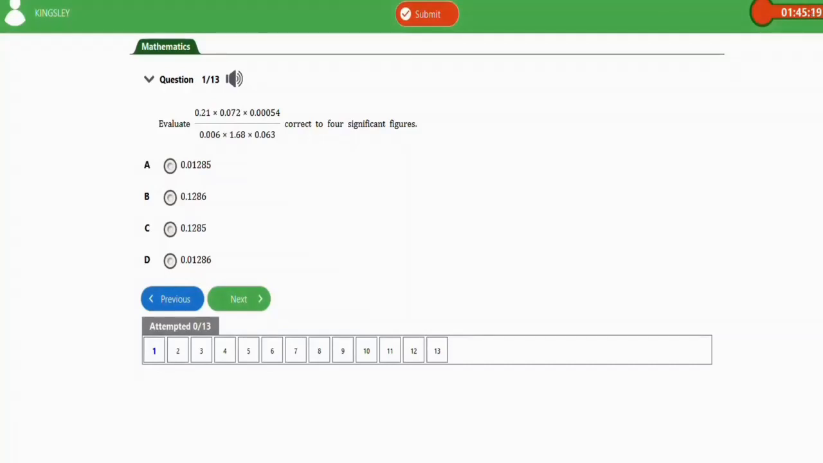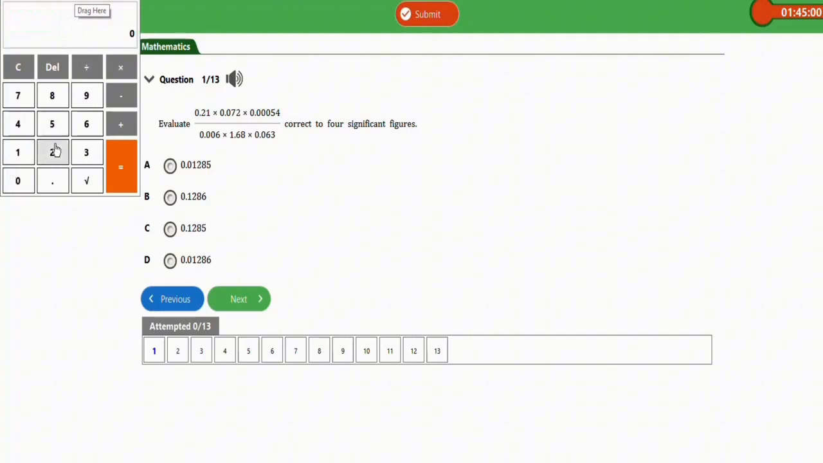In this video, we're going to learn how to solve these JAMB Maths questions under significant figures. So these are repeated questions we're going to practice with. So let's begin with this first one we have here. We're asked to evaluate this and correct to 4 significant figures. So let's get a calculator and simplify this.